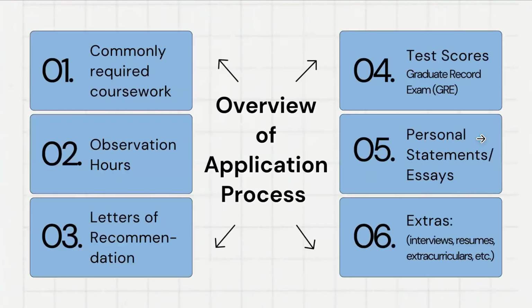Alrighty, so let's get into it. Overview of the application process. These are the main things that you're going to see on pretty much every single DPT app that you'll fill out. Number one, we'll first talk about commonly required coursework, the prerequisite courses that are required in order to get into PT school. We'll talk a little bit about observation hours. I know we've obviously talked quite a bit about them up to this point, but we'll get into the nitty-gritty about what they're really looking for. We'll talk about letters of recommendation, test scores, specifically the GRE, personal statements and essays, the part of the requirement that everyone loves so much. And then all of the little extra things that certain programs may require, including interviews, resumes, extracurriculars, etc.